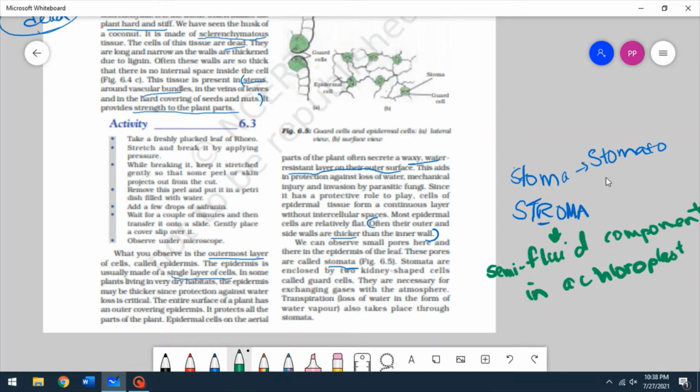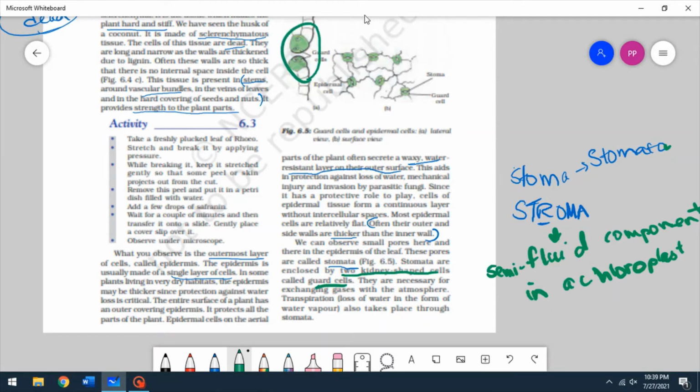Stoma without the R is, did I just say stomato? I meant stomata. Alright. So stoma without the R is the singular form of stomata, which are the tiny pores that are present on the underside of leaves. So stomata are enclosed by two kidney-shaped cells called guard cells. So this is the diagram that they show here.